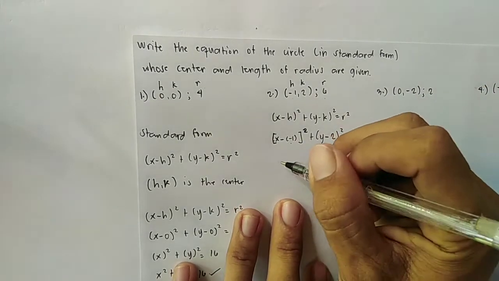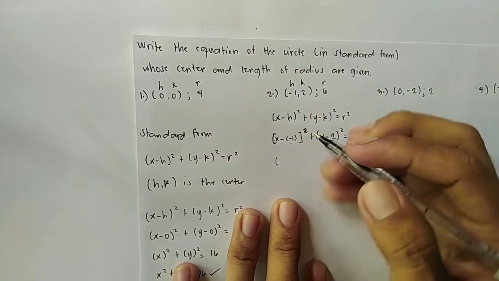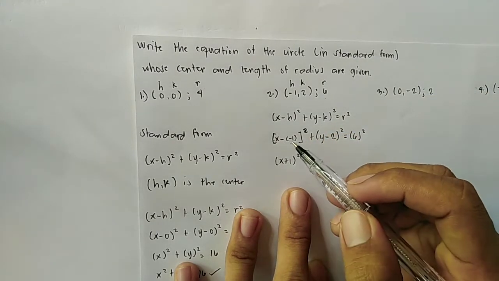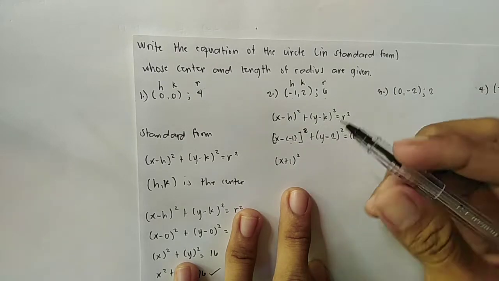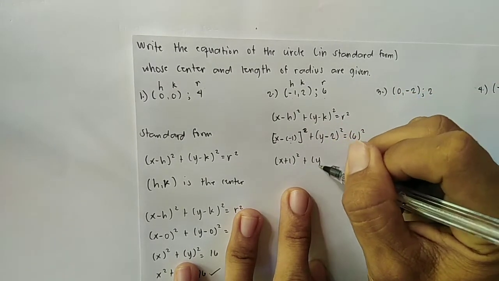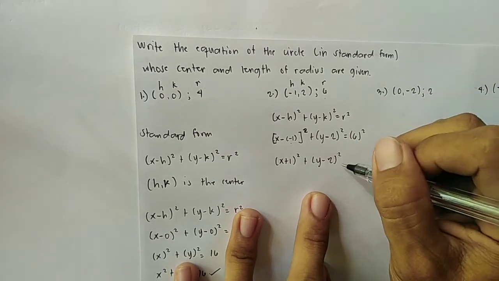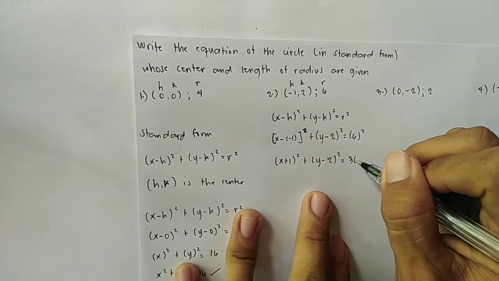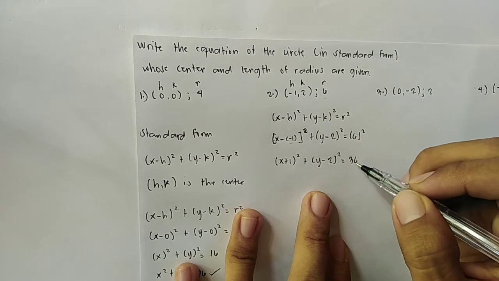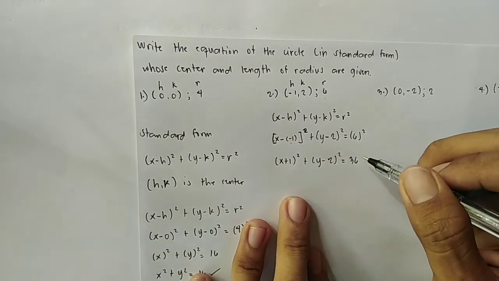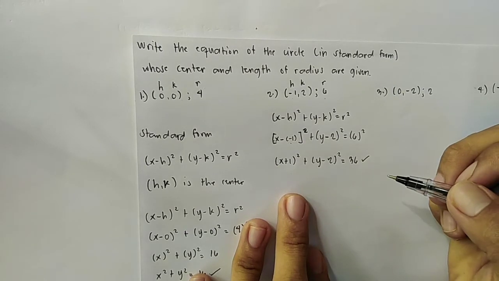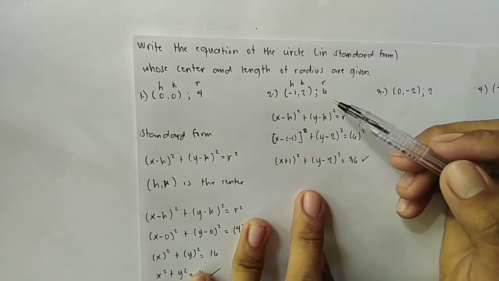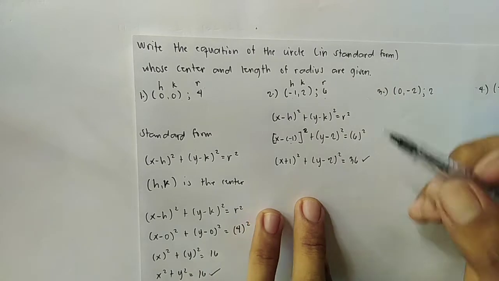Then simplify further. So we have x minus negative 1, that is (x plus 1) squared, since negative times negative is positive, then copy 1, plus our (y minus 2) squared is equal to 6 squared, or equivalent to 6 times 6, that is 36. So this is now the standard form of the equation of the circle given the center negative 1, 2, and whose radius is 6. Okay, so this is already the answer.